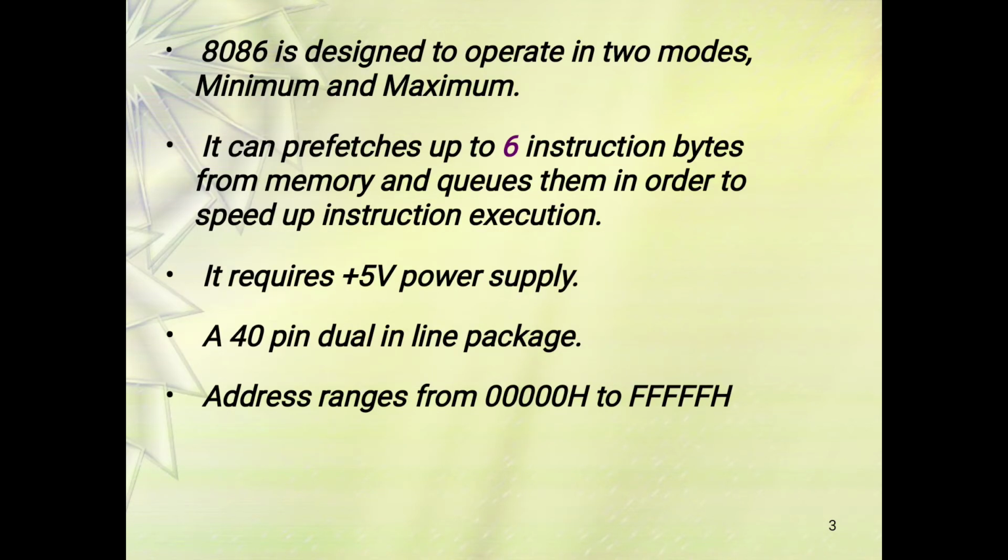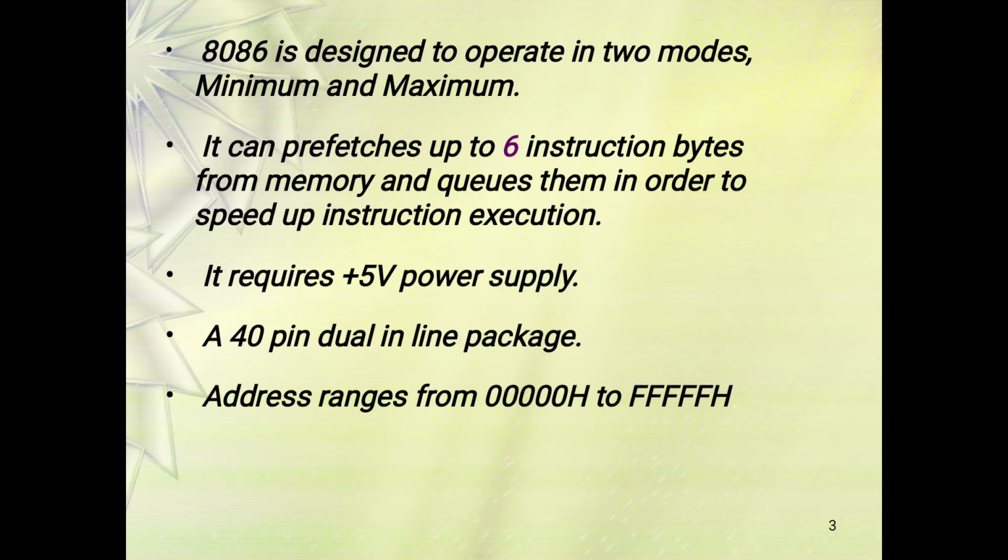Right. The main advantage of 8086 is that it is designed to operate in two modes. One is minimum, and the second is maximum. And up to 6 instruction bytes can be fetched from the memory for one execution cycle. How many instruction bytes can be fetched? 6 instruction bytes can be fetched from the memory.